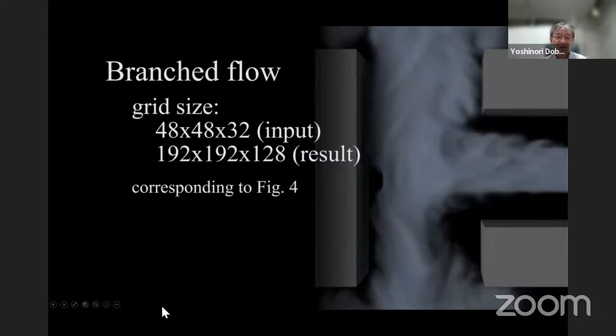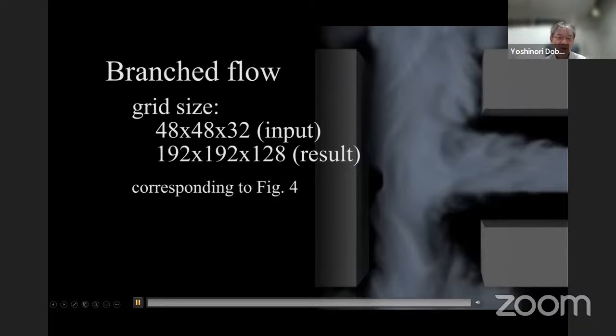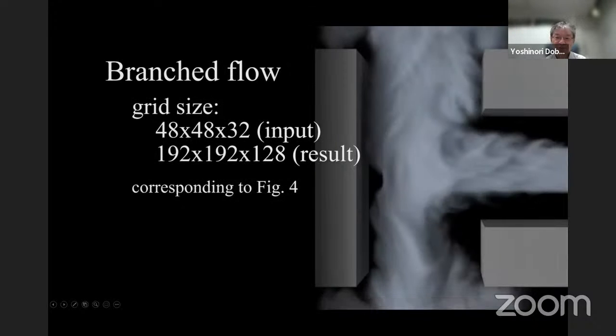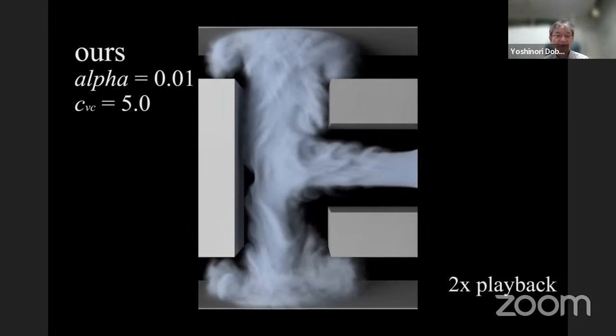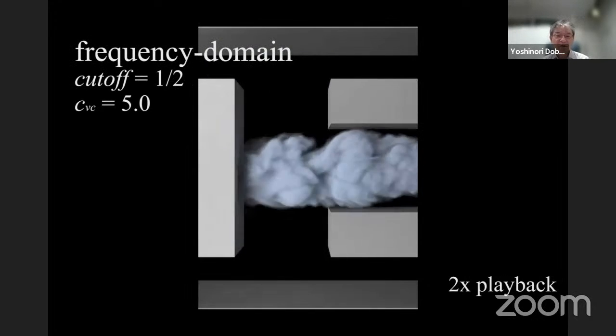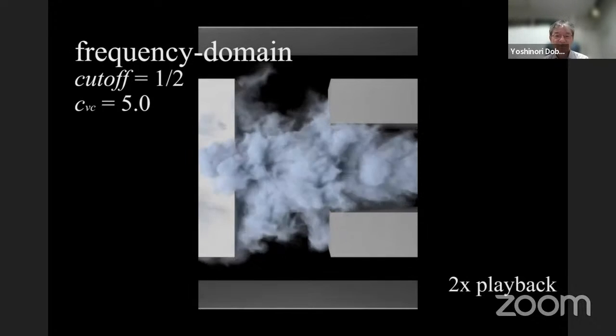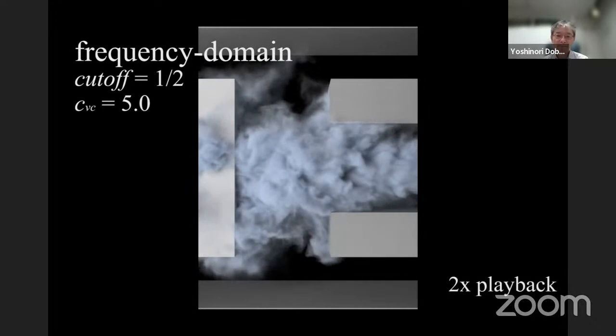Next one, this is an example of a branched flow. Again, this is a non-physical input. This is the input velocity field. Then this is our result. And the frequency domain method does not work. This is the side-by-side comparison.